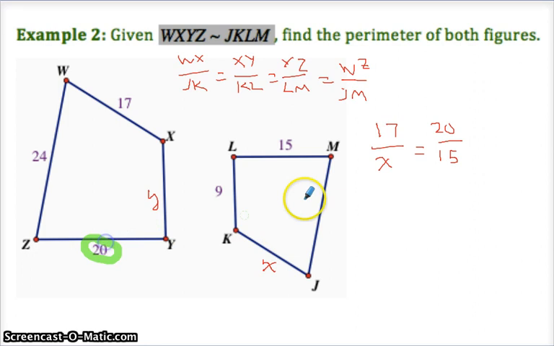So I found that one here. 20 and 15 work because ZY goes with LM. So that's going to be the beginning of the rest of the whole thing. All right, 20 over 15. I don't like 20 over 15. I want to reduce that right now. I don't want to call it 20 over 15. I want to call it 4 over 3.